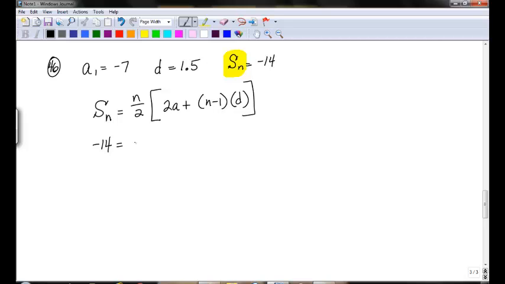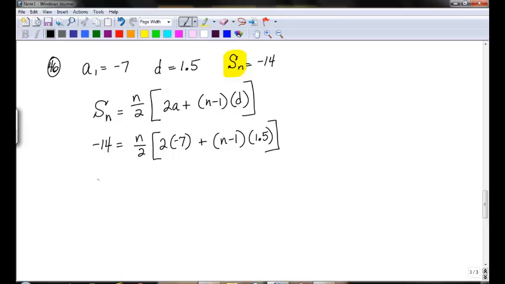We don't know n. So that's n over 2. Just leave it that way. And 2 times a negative 7. You need parentheses or brackets or something around that. n we don't know. Common difference they gave us was 1.5. Everybody okay with the sub and n?